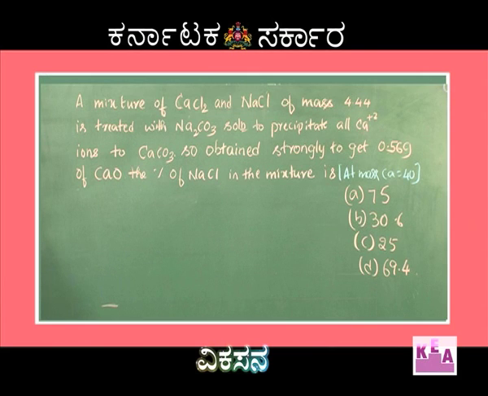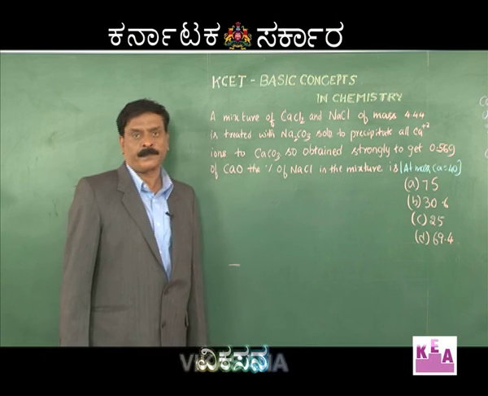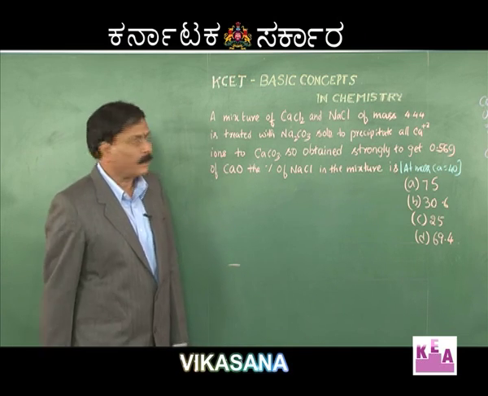Question: a mixture of CaCl2 and NaCl of mass 4.44 grams is treated with sodium carbonate solution to precipitate all the Ca2+ ions as calcium carbonate, CaCO3. CaCO3 so obtained is strongly heated, which gives CaO. The percentage of NaCl in the mixture is option A 75, option B 30.6, option C 25 and option D 69.4. Students, how do we solve this question?